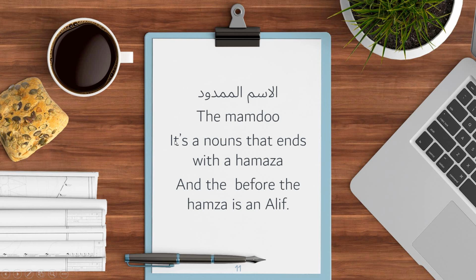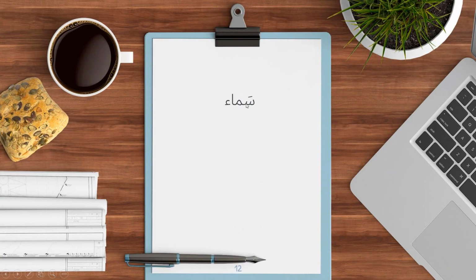The ism mamdud is the noun that ends with a hamza, and before this hamza there is always an alif. So we have hamza at the end of this noun, and before the hamza we have an alif. So let's have some examples. We have the word sama, which means sky. We have hamza at the end of this word, and then we have an alif. Sama, which means sky.